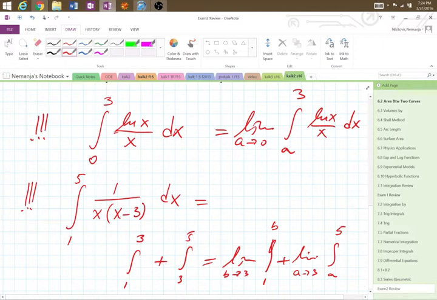The guts of the integral will still be partial fraction decomposition. You have to do it only once because it's identical integral. But you have to apply the limit at the end.